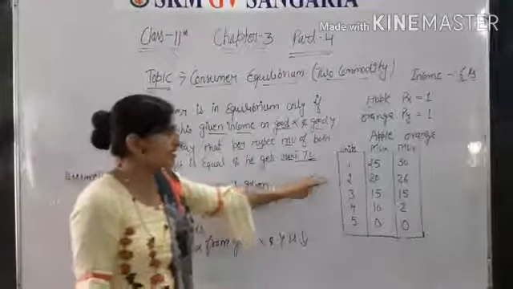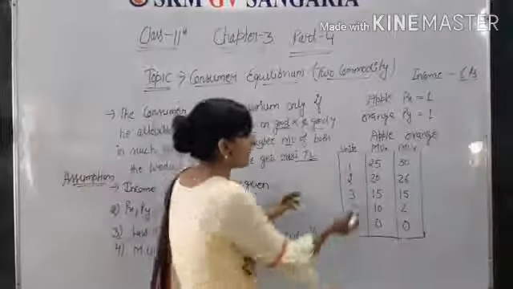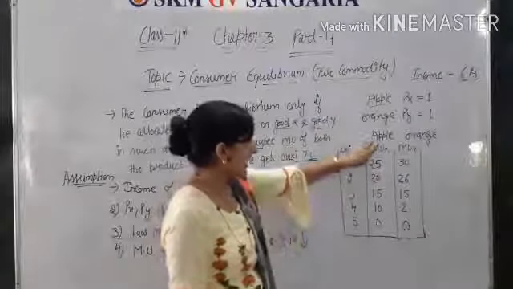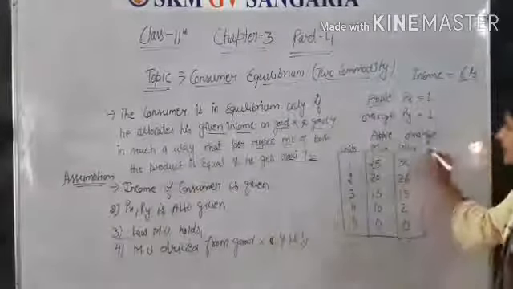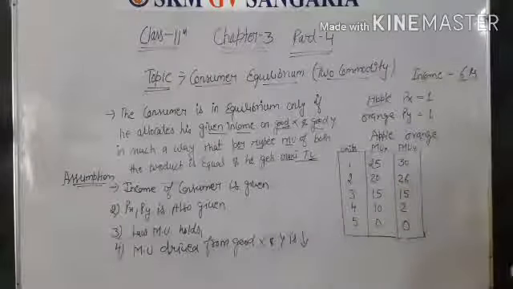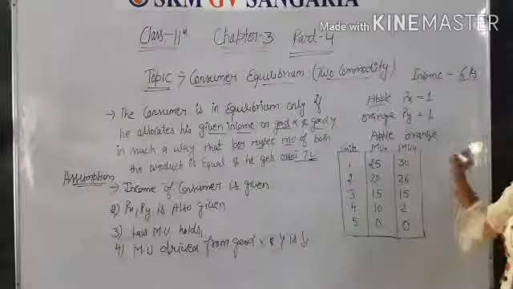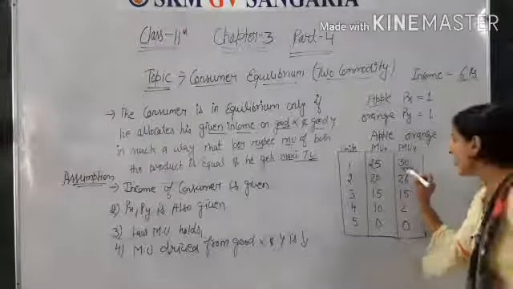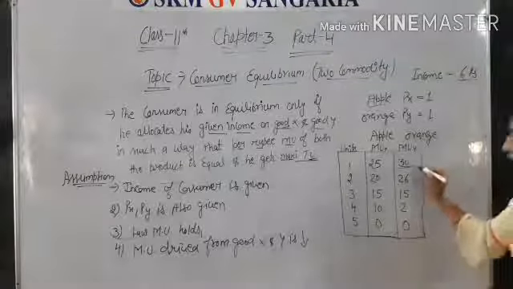So here you can understand this by table, that when we are consuming unit 1, our MUX is 25 of good X, meaning apple, and here it is 30, that by consuming orange the consumer gets 30 marginal utility. So what will he consume? He will consume apple or orange of the first unit. Obviously he is getting more marginal utility from the orange, that's why he will go for the orange.